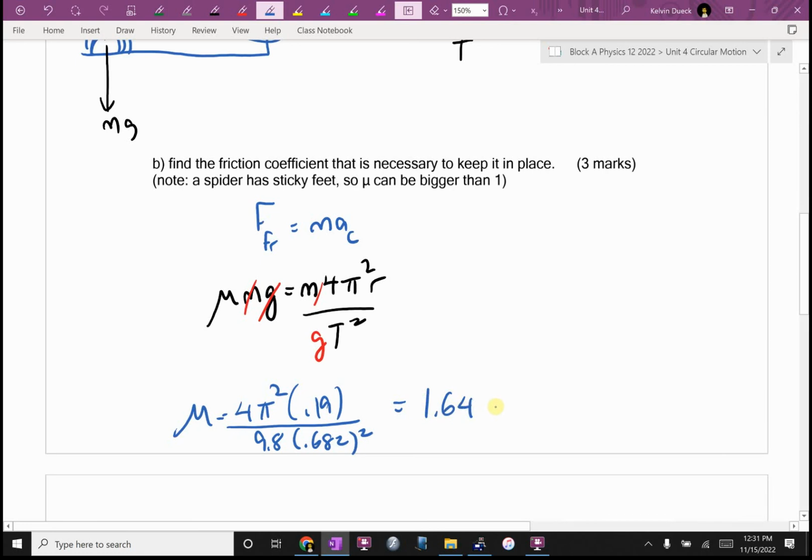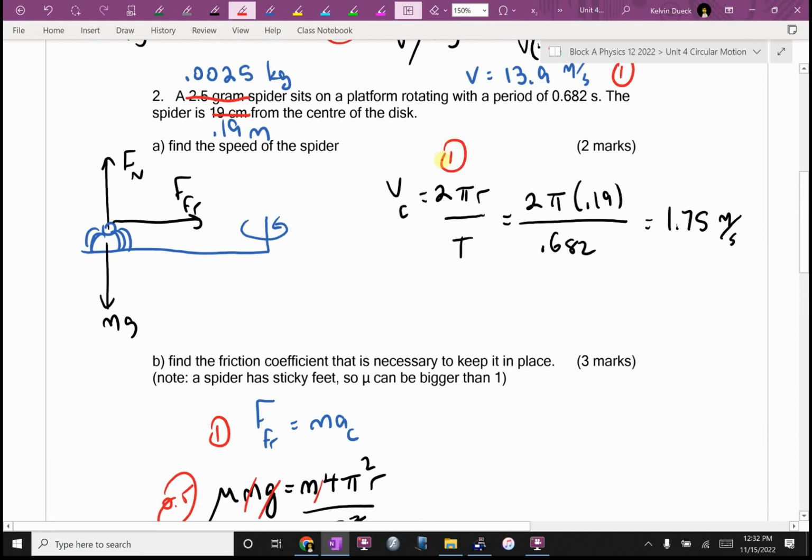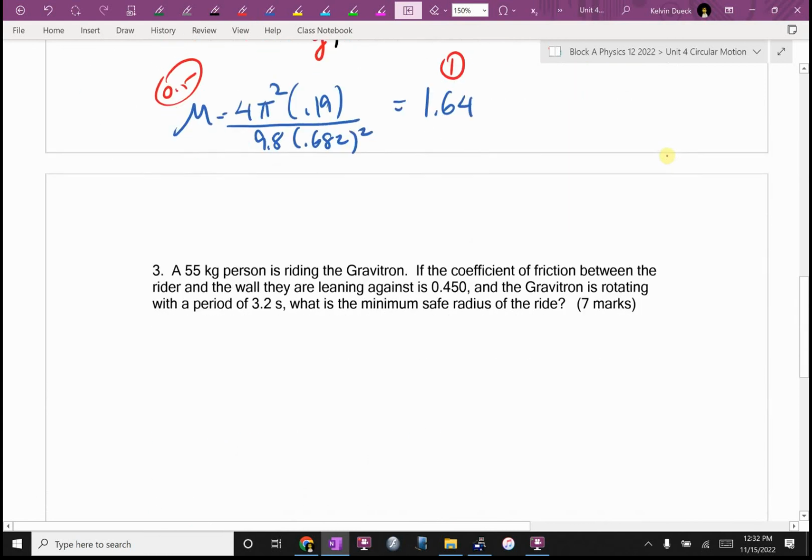Units. Oh, there are none. So for 3 marks, 1, 2, 3, I'd probably go something like this: 1 mark for that, half mark for that, half mark for that, 1 mark for the answer. And for 2 marks up here, I'd probably go 1 mark for that, half mark for the numbers, half mark for the answer. I don't know, something like that. Then I would turn the page.